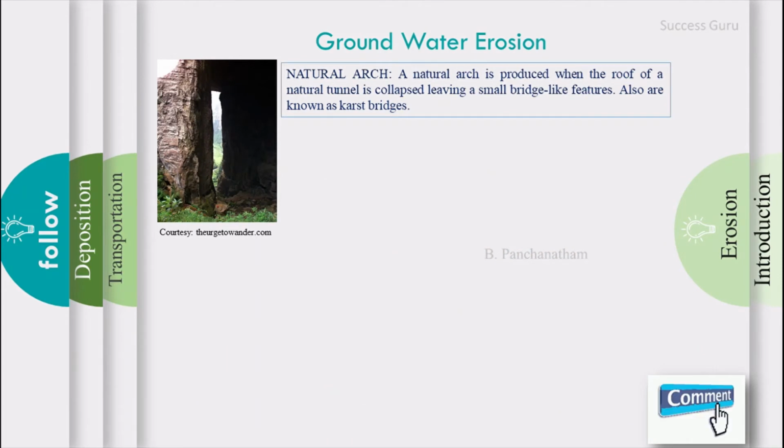The next one is the natural arch. A natural arch is produced when the roof of a natural tunnel collapses, leaving a small bridge-like feature. This is also known as a natural bridge.